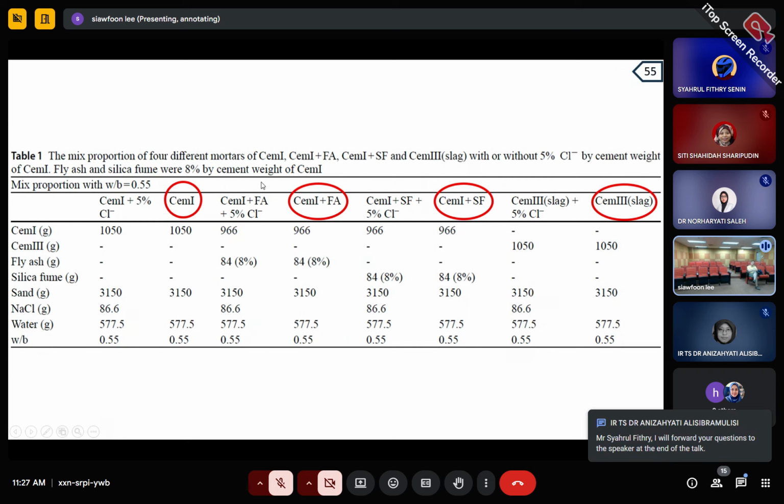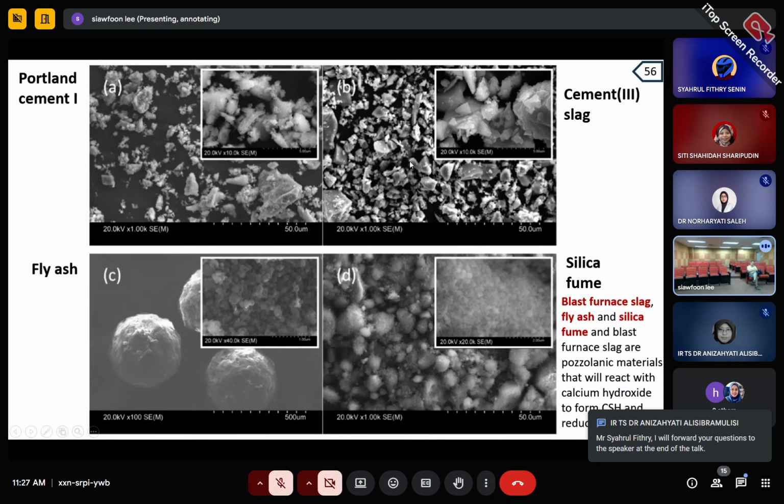So then I studied all these kinds of compositions, to see whether they help to reduce the corrosion or not. Of course, before that, I also studied the structure using the SEM, and I see that the Portland cement has an irregular structure, same as the slag. However, the fly ash and the silica fume actually form more like a ball, and when you zoom inside, you can see they are composed of very, very small, tiny balls.